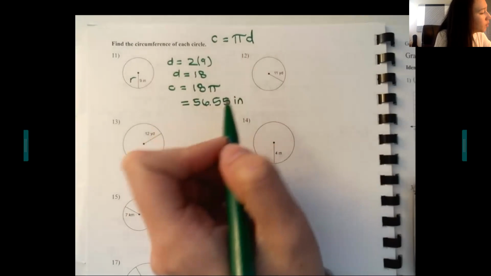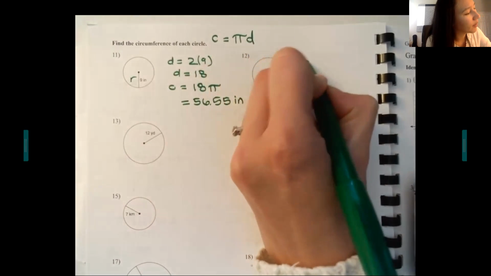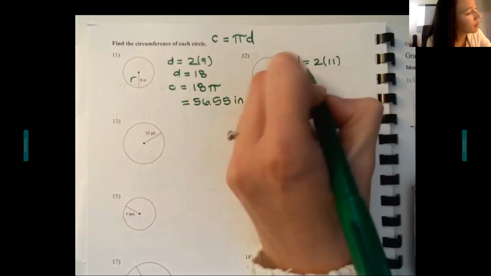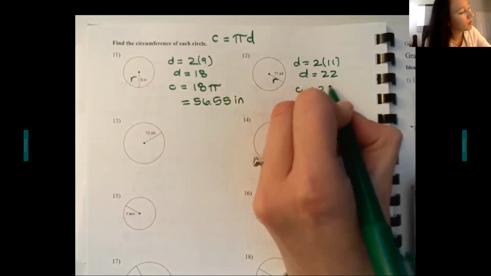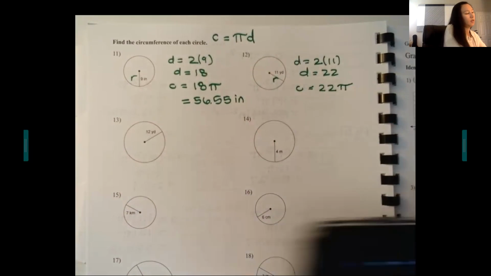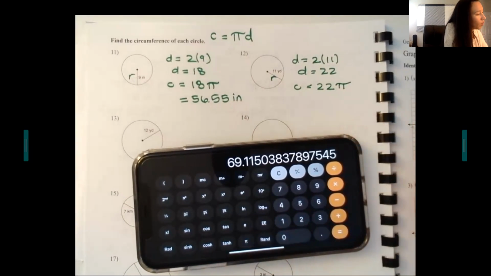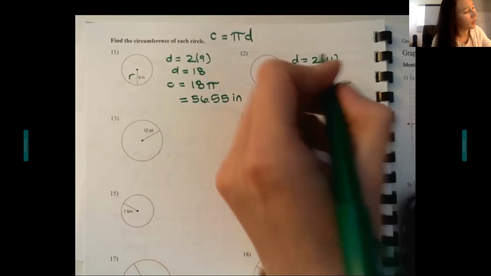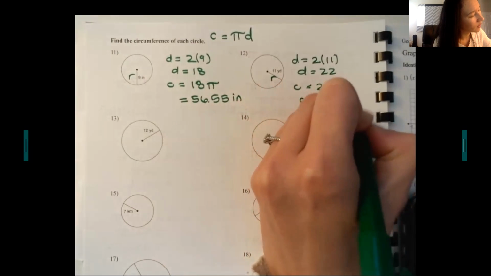Okay, and so let's do one more. Number 12, so our radius is 11. So first we need to find our diameter, which is 2 times 11. So our diameter would be 22. So then that means our circumference is the diameter, which is 22 times pi. Just go on our calculator. 22 times pi is 69.1, and then we have a 5 after, so we're going to round the 1 up. So 69.12. Oh, this is yards.